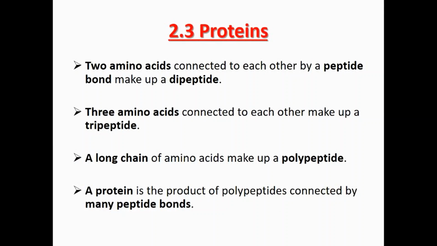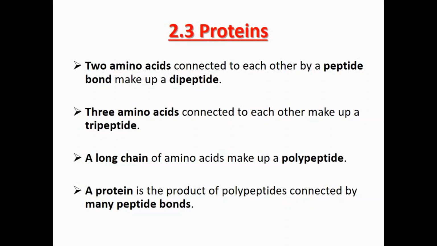Two amino acids connect to each other by a peptide bond to make up a dipeptide. So two amino acids connected to each other make up a dipeptide. This connection is through a peptide bond. And three amino acids connected to each other make up a tripeptide. So there's one amino acid called a peptide, and then there are two amino acids connected by a peptide bond to make up a dipeptide, and then there are three amino acids connected to each other to make up a tripeptide. A long chain of amino acids makes up a polypeptide. So there's peptide, dipeptide, tripeptide, and then a polypeptide.